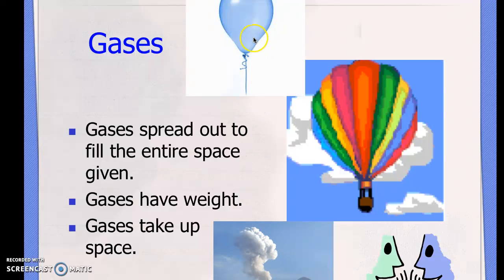Gases have weight. I wonder how much the air in that balloon weighs, or how much that smoke from the volcano weighs. And gases take up space. The air in this balloon is taking up all of that space. And the gas from this volcano is filling up the space in the sky.